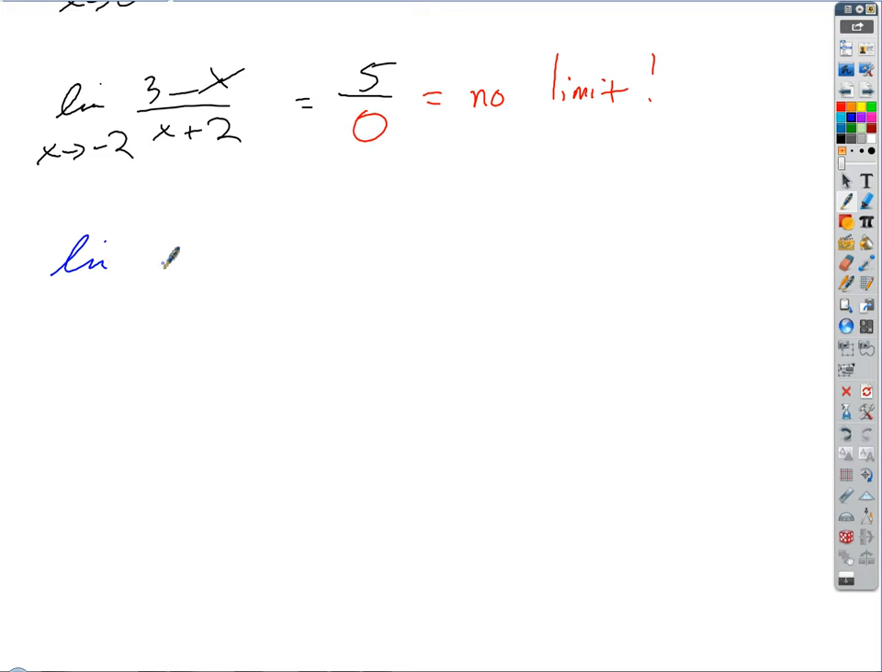If we're gonna take a limit of something like x squared minus 1 over x minus 1 as x approaches 1. Okay, what do we get if we attempt to directly evaluate that? 0. Okay, we get 0 over 0, which is an indeterminate form.